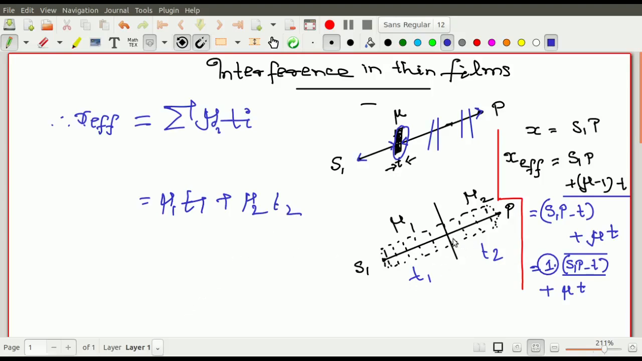Again, in this case there is no mu1, mu2; the entire path from S1 to P lies in a medium. It didn't occur in vacuum but in a medium of refractive index mu. So if you use the summation formula here, there is only one medium, so it will be mu into S1P. If it is vacuum then it is only 1 into S1P, but in a refractive index mu it will be mu into S1P.